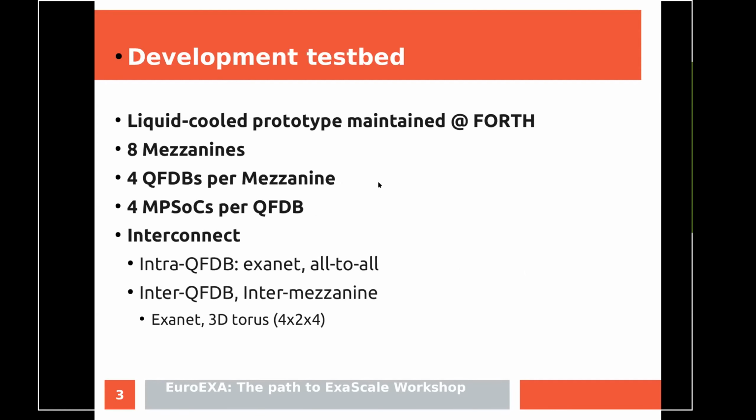So the development testbed that we used is this liquid-cooled prototype initially developed within the EXANEST project, which is maintained at Forth. It consists of 8 mezzanines with 4 QFDBs per mezzanine. There are 4 SoCs per QFDB. And as far as the interconnect is concerned, for the intra-QFDB traffic, we had an ExaNet with an all-to-all connectivity. And for the inter-QFDB and the inter-mezzanine case, again, there is an ExaNet connectivity in a 3D torus arranged on a 4x2x4 topology.